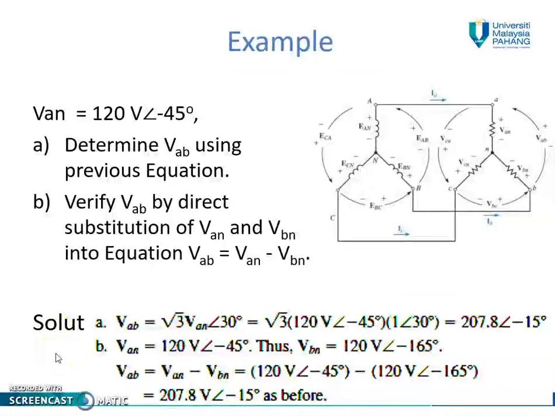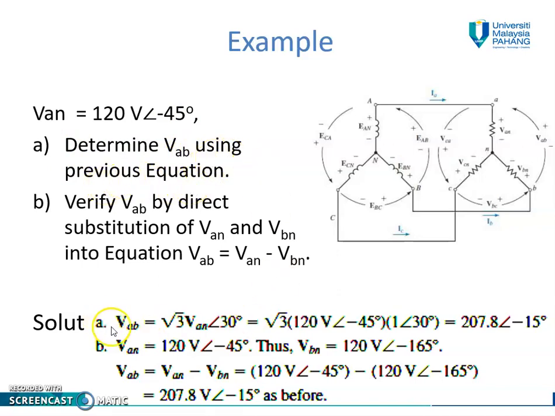Okay, I will show you one example on how to calculate the line voltage from the given value of the phase voltage. For this example, the given phase voltage is VAN, which is equal to 120 volts at negative 45 degrees. So the first question, we need to determine VAB, which is the line voltage from line A to B, using the previous equation.